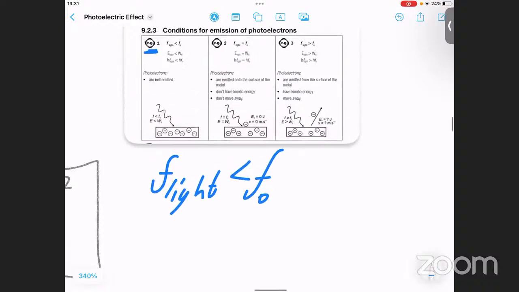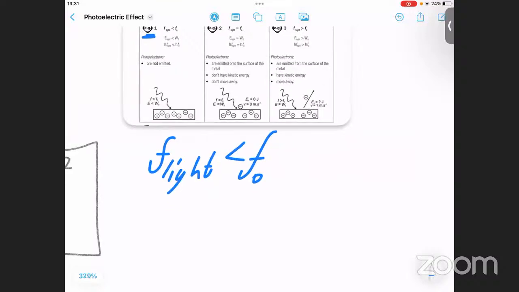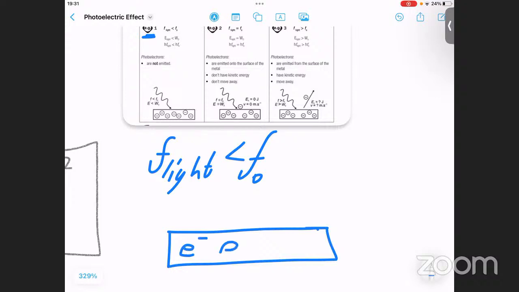So in example number 1, we are comparing two things. It's like we are comparing the energy that is required to emit these electrons from that metal. Let's say this metal is a solar panel. And to emit 1 electron from the solar panel, let's say it requires 2 hertz. Remember, frequency is measured in hertz.